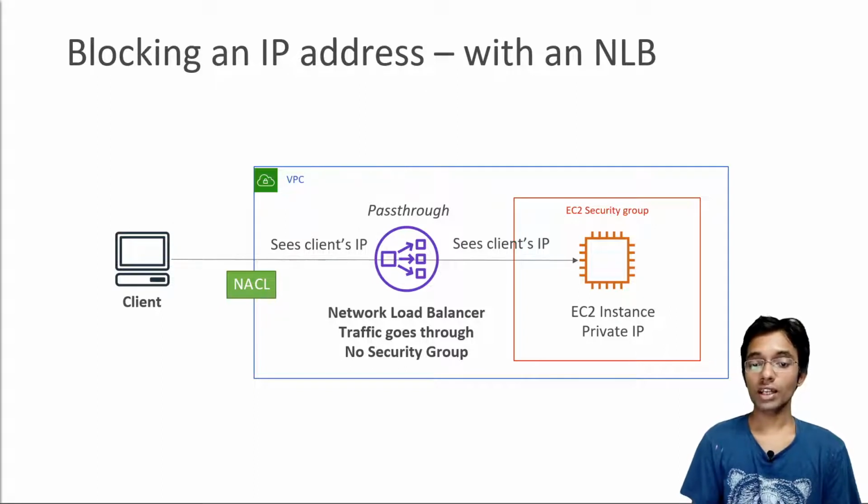But if we are trying to deny one IP address for our clients, the only line of defense we have is our NACL, the network ACL. So super important. This can be a difficult concept to get, but the network load balancer does not have a security group. You should make that clear, okay? And all the traffic goes through it, so our EC2 instances see the client public IP address.